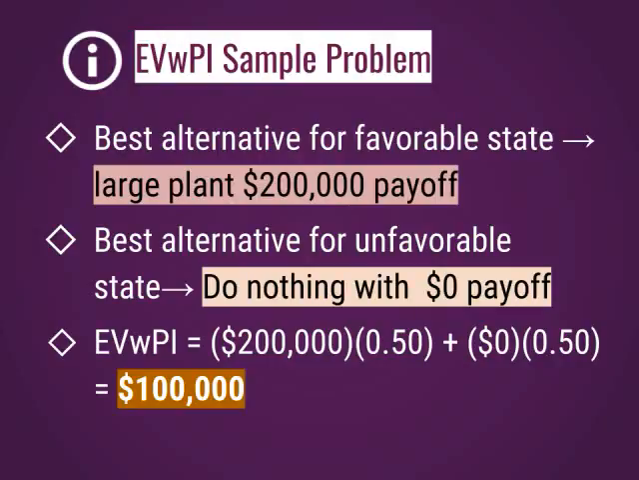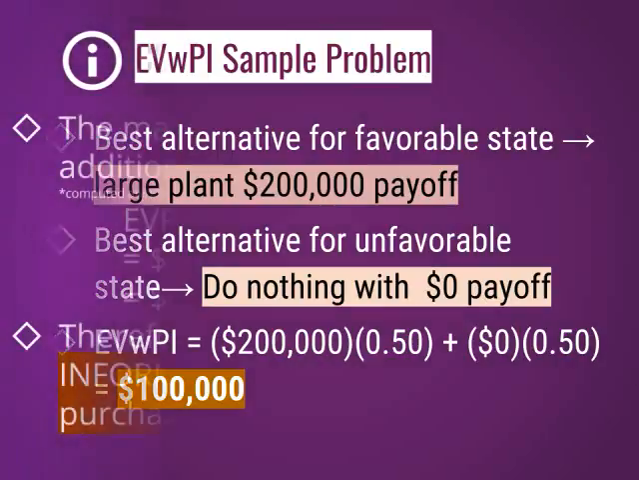The best alternative for favorable state is to build a large plant with a $200,000 payoff. The best alternative for unfavorable state is to do nothing with zero payoff. From here, we could get the EVWPI, which is equal to 200,000 times 0.50 plus 0 times 0.50, which is 100,000. Now, we try to compute for the EVPI.